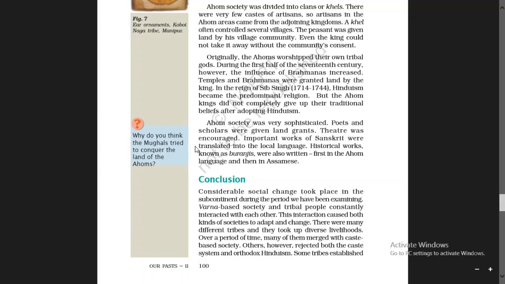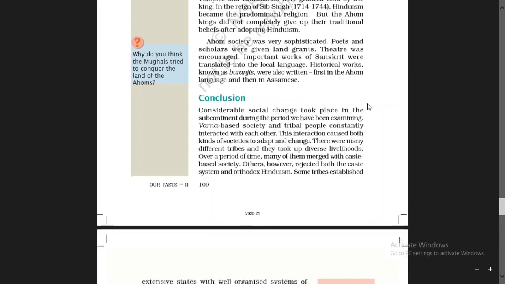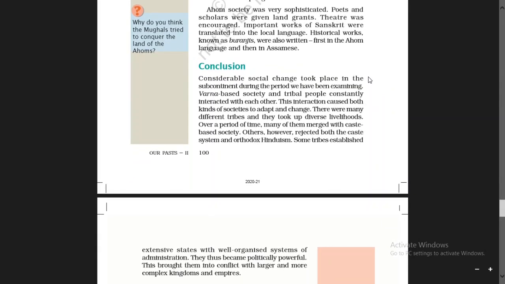Historical works known as Buranjis were also written, first in the Ahom language and then in Assamese. Afterward, they were converted into Assamese.